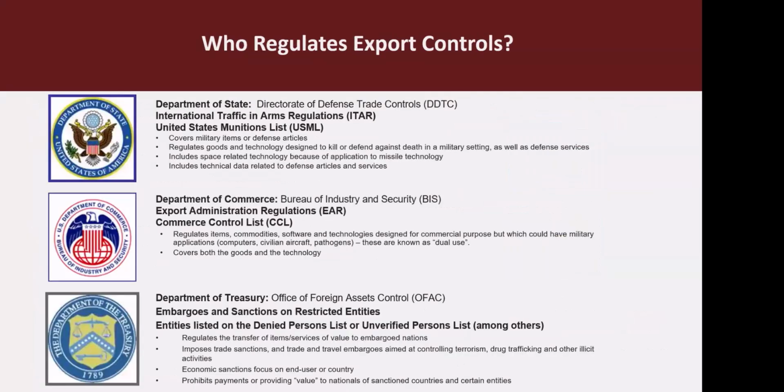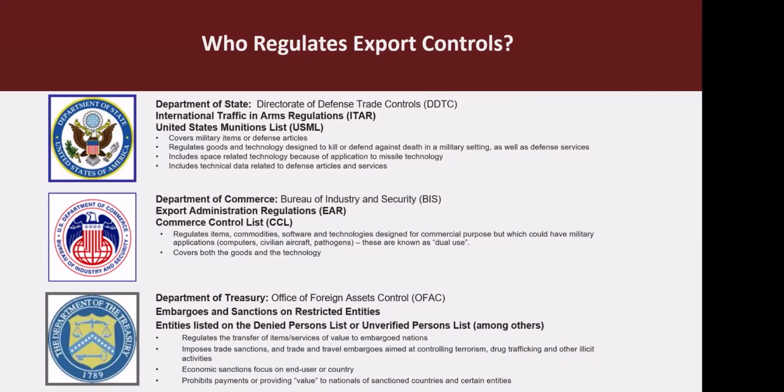All right, my next super busy slide for you. The key thing to take from this slide is the three big regulators of items. The heavy hitter is the Department of State, and they are known as the DDTC, or the Directorate of Defense Trade Controls. Their entire set of rules and regulations is known as the ITAR, the International Traffic in Arms Regulations.